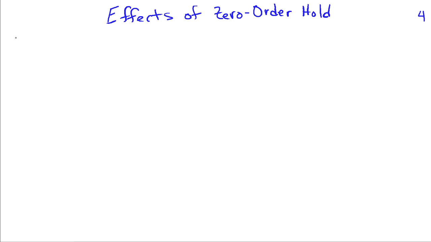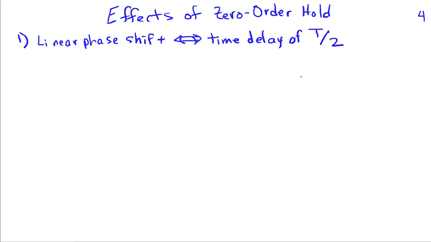So we're going to list the effects of the zero-order hold that we just looked at in this example. So we had a linear phase shift, which I wasn't able to draw in the final result, but that corresponds to a time delay of capital T over 2.